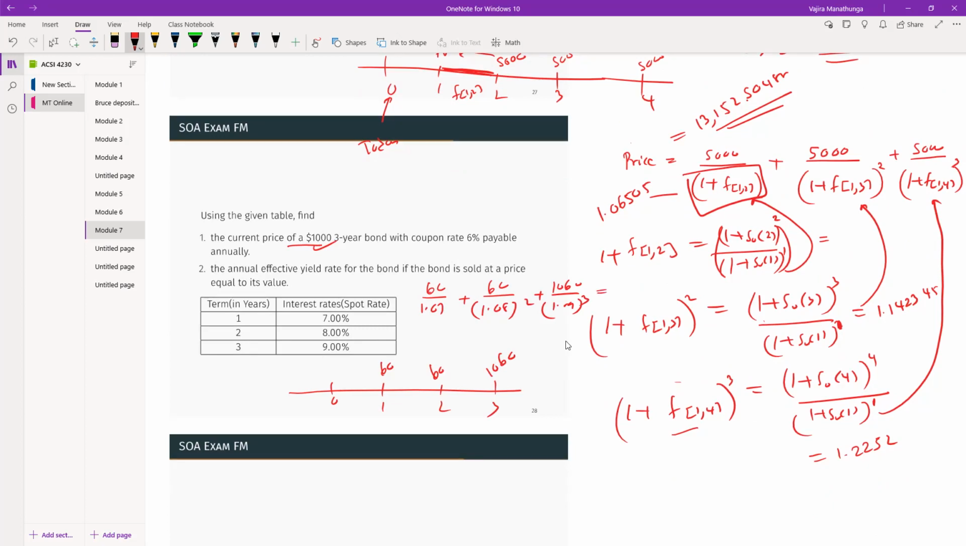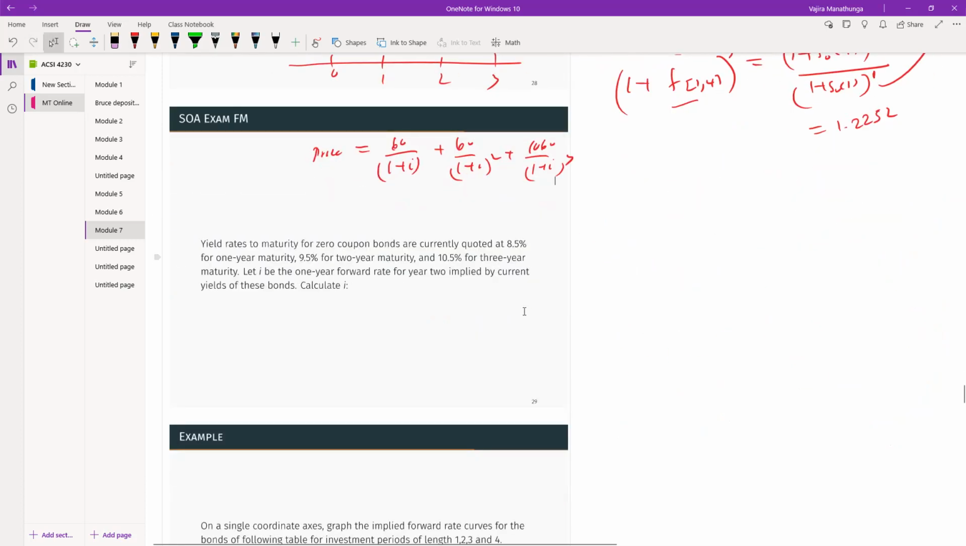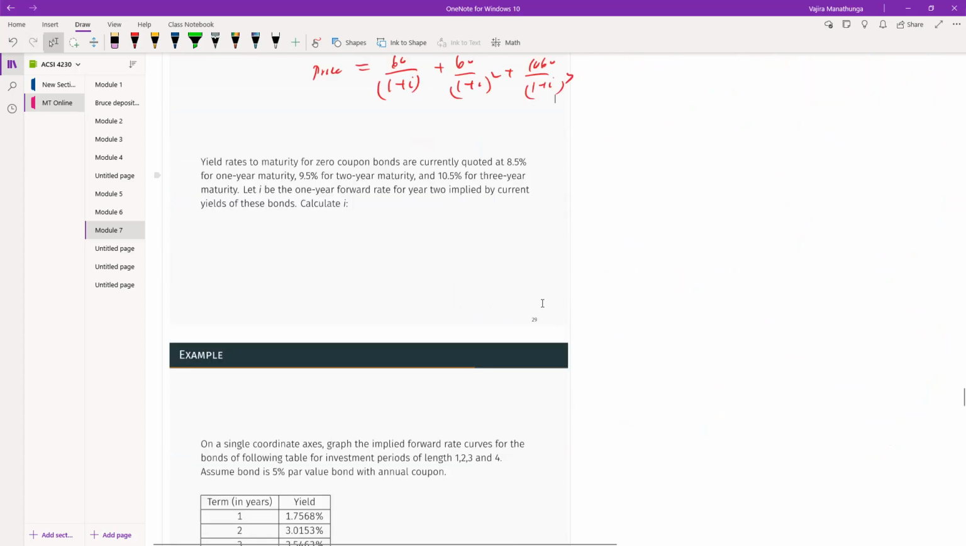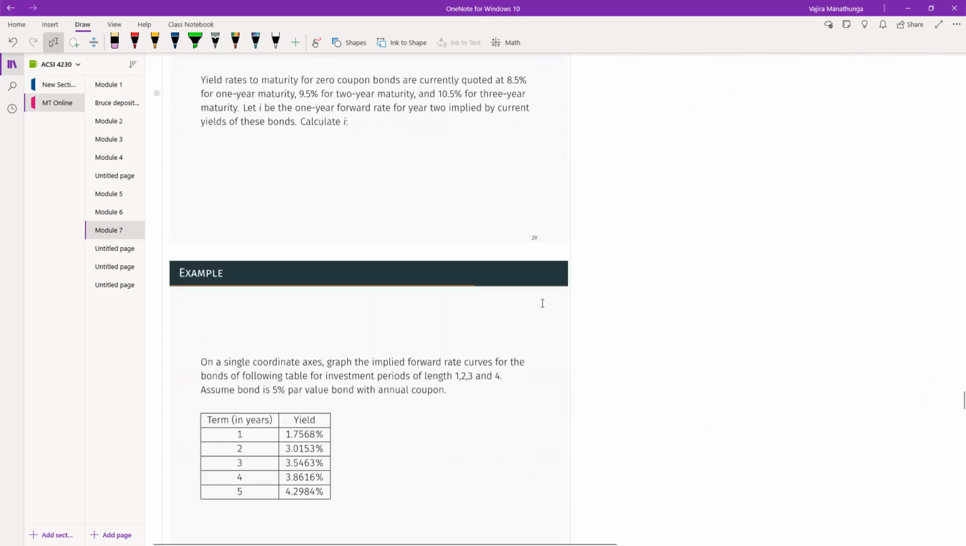And then once you have the price, you find the yield rate. The yield rate is basically where you use the same fixed rate: 60 divided by 1 plus i, plus 60 divided by 1 plus i squared, and so on. I think we did this problem. So I'm going to leave these two problems for you, and try to solve them and see whether you can get the answer.